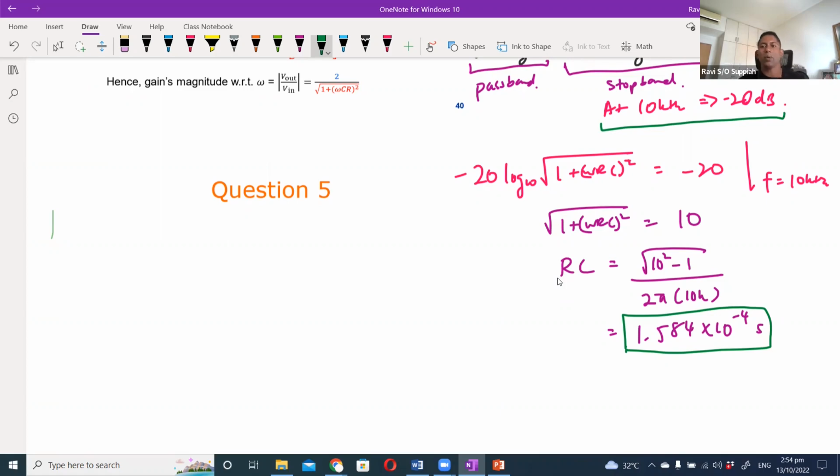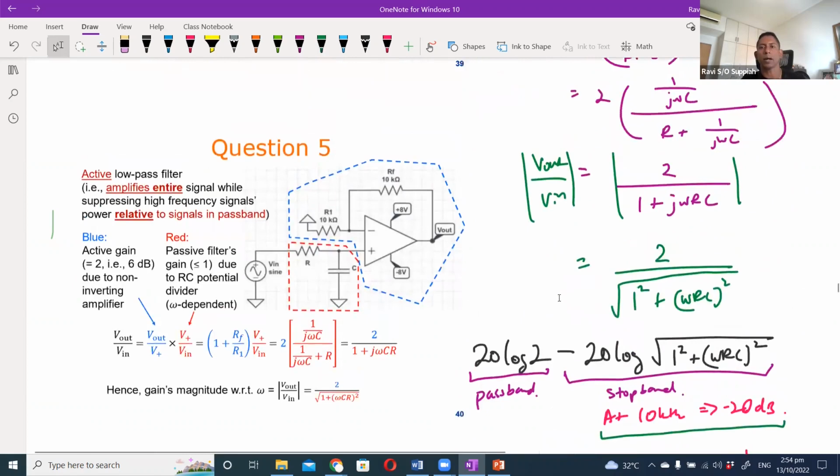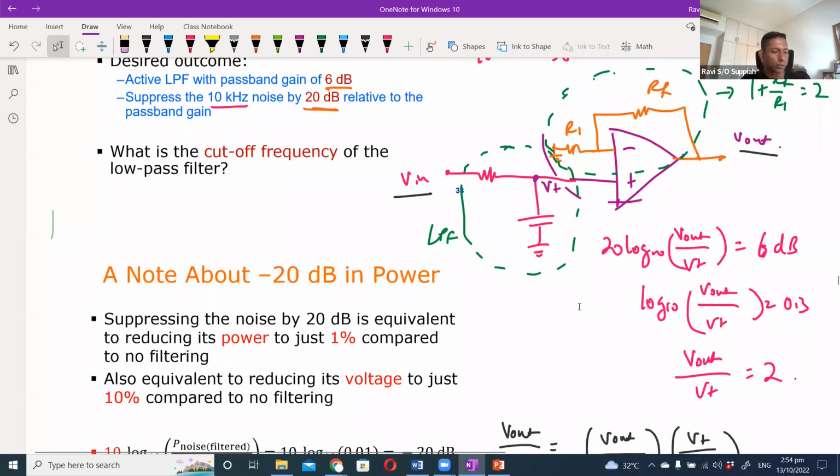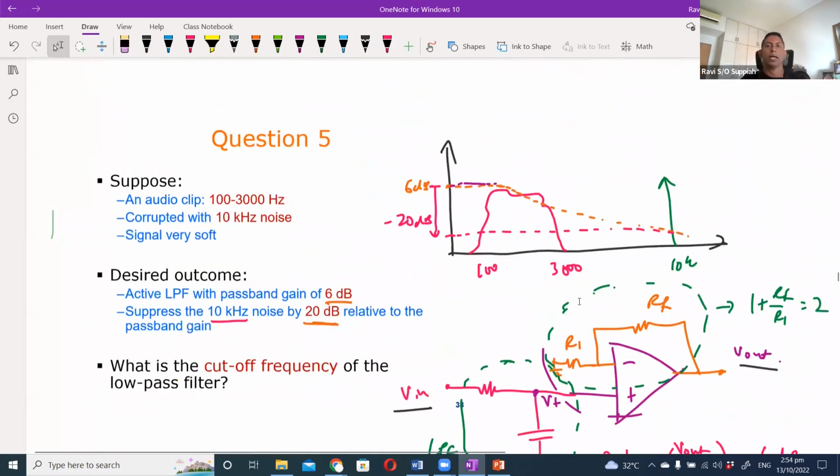Now, the next thing is, what is my cutoff frequency? The next part of the question is, what is my cutoff frequency? The cutoff frequency is, I need to drop by 3 dB. So when here to here is minus 3 dB, the point where it touches and comes here, that is the FC. That is the cutoff frequency.